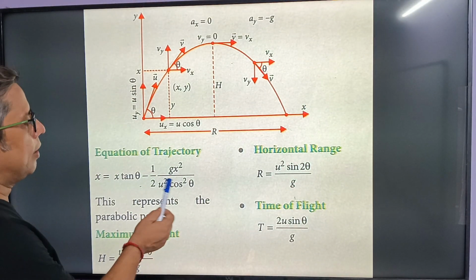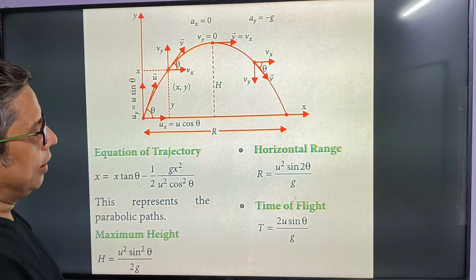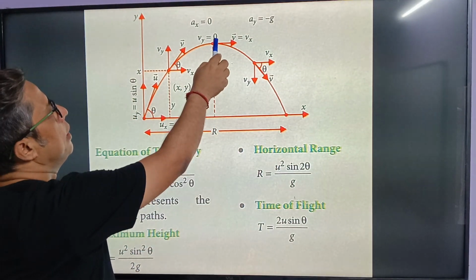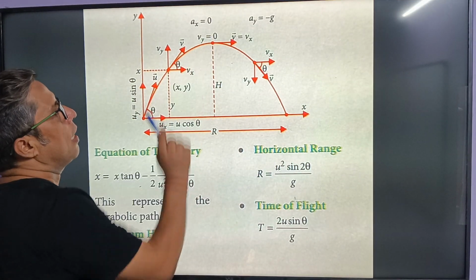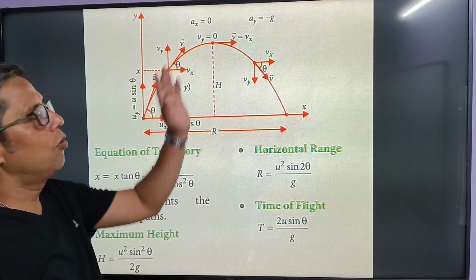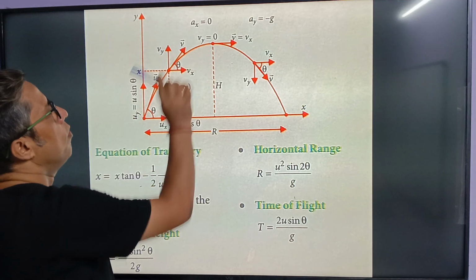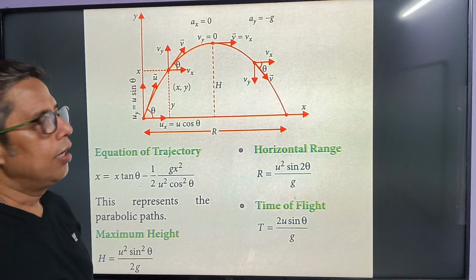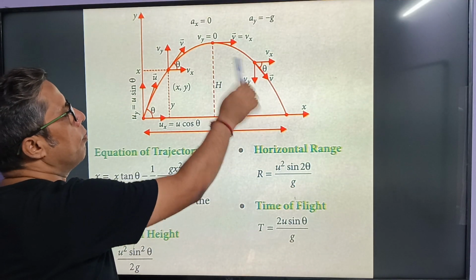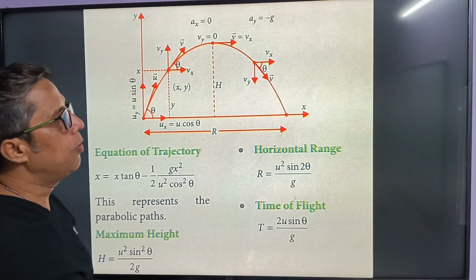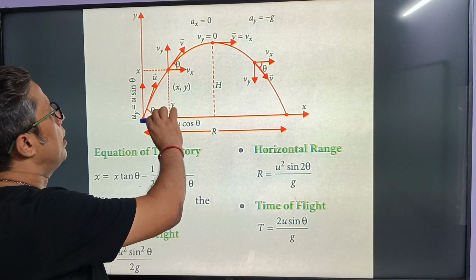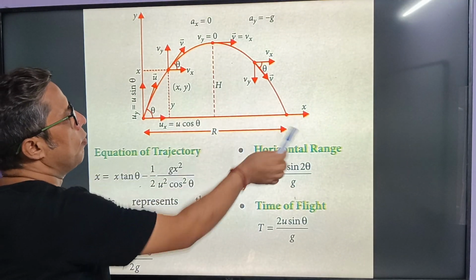And next, what is the time of flight? This also we get from this. When the object reaches this point, the max height, the velocity in the y direction will be 0. That means vy will be 0. From here to here it is retarding motion. Again, from this point to this point, it is accelerating motion, right? So you have seen that the time of ascent and time of descent are the same.